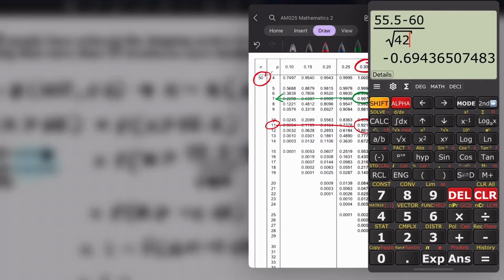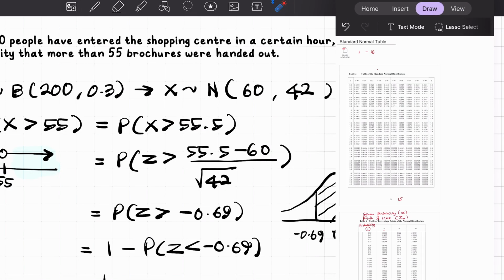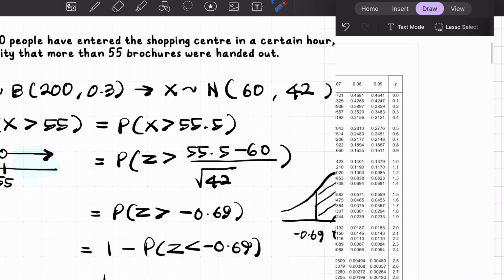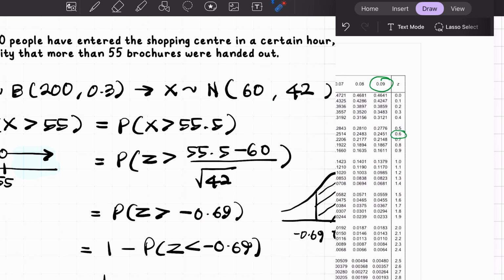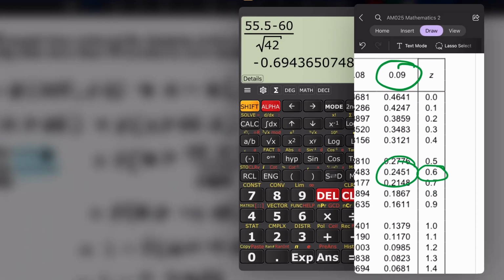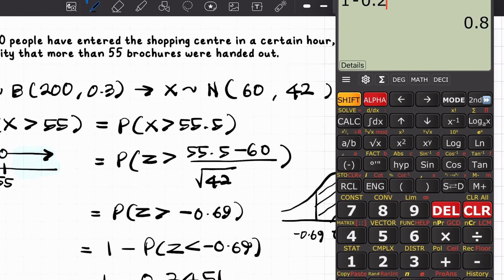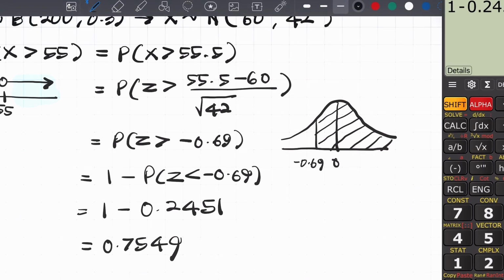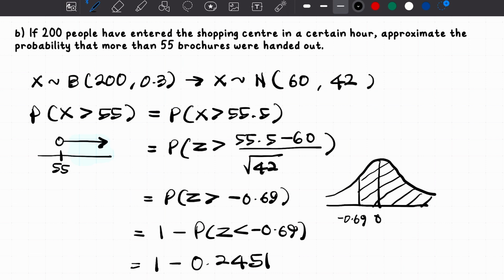So by using the standard normal table, the z-score is 0.69. So 0.6 plus 9, 0.69, we're going to get 0.2451. So 1 minus 0.2451, the probability is 0.7549. So that's it.